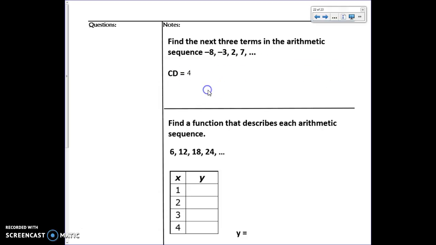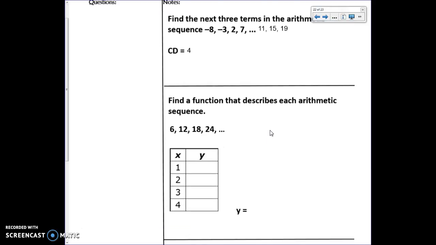So once we find the common difference, then we can just continue the sequence. So 7 plus 4 would be 11. 11 plus 4 would be 15. 15 plus 4 would be 19. And now we're done. That is the next 3 terms in the sequence. So technically, I didn't have to find the common difference to write it down for my answer, but I definitely needed to know that in order to find the next 3 terms.